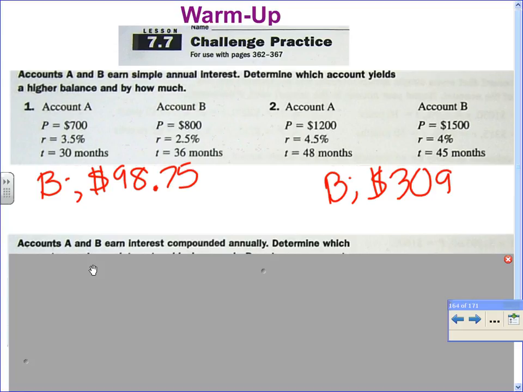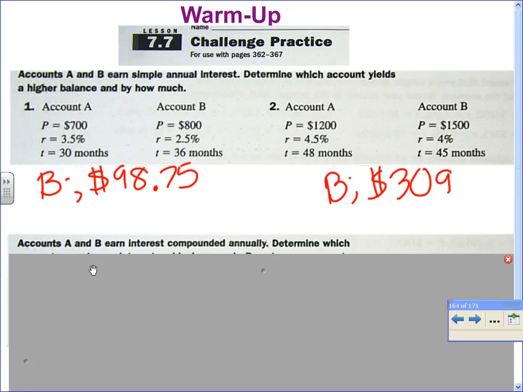Mary? Okay, we're not there yet. Oh, you mean the answer. I thought you meant help for it. Go ahead, number 3, Mary. It should be account A. So I'm guessing you either mixed them up or typed something into your calculator wrong. Oh, yeah, it's account A. It is account A, but not by that much.